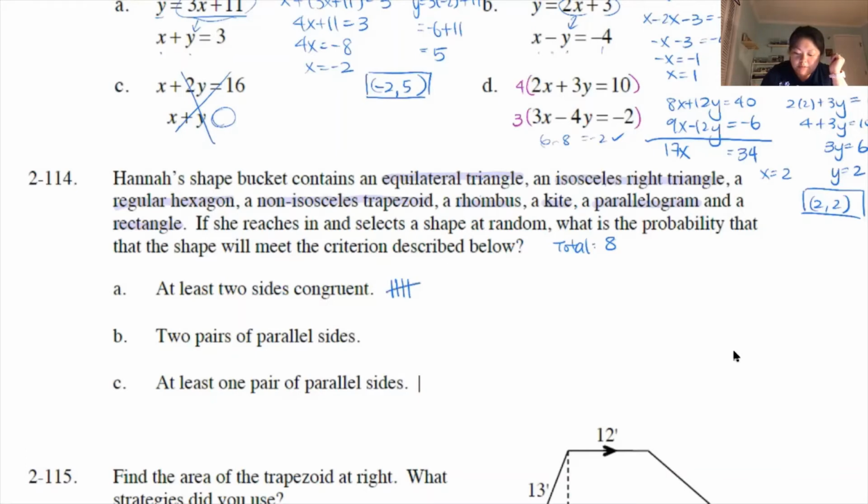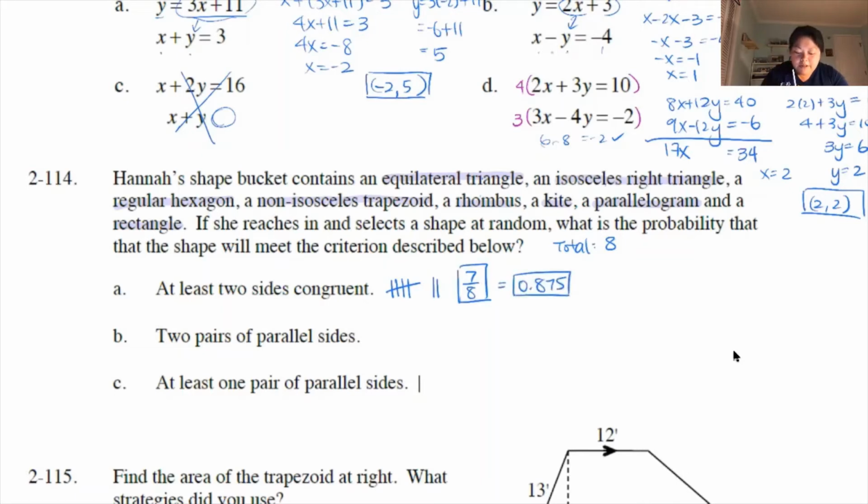A parallelogram, yes, a parallelogram has 2 pairs of congruent and parallel sides. And a rectangle has 2 pairs of parallel and congruent sides. Okay, so that's 7 out of 8. That is your probability. Maybe the books will want it in decimals. It never is very clear to me what they want, so I always give you both answers. So if we take our fraction 7 divided by 8, I will get the decimal 0.875. Okay, all right, moving on.